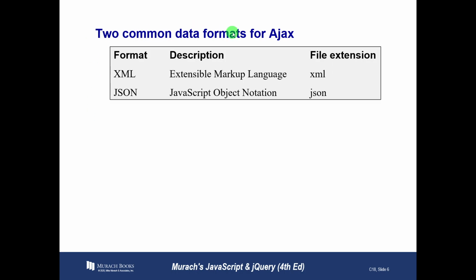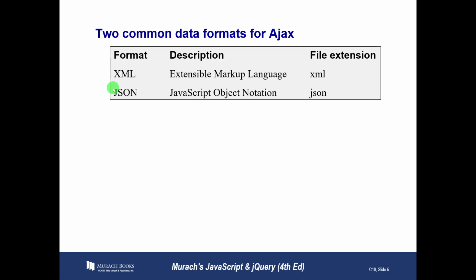So when AJAX runs, it used to return XML. That's where the X comes from in AJAX. XML is extensible markup language, and usually we can have a file with a .xml extension. But that's been replaced now because XML is a little verbose, meaning there's a lot of code in there and it's a little bit hard to read. JSON is JavaScript object notation, which is basically just key value pairs, and it's a little bit easier to read and way more concise. And we're going to see examples of both of those coming up.